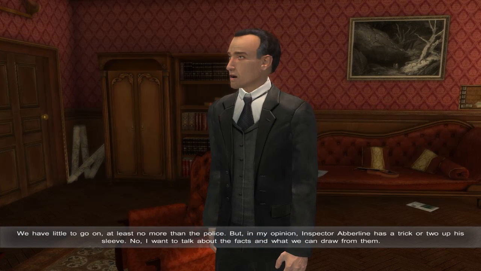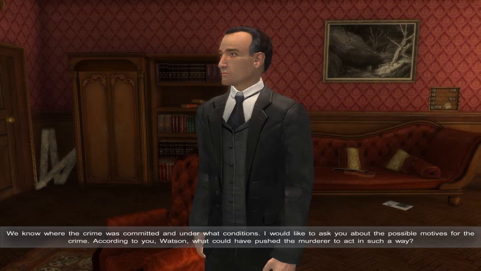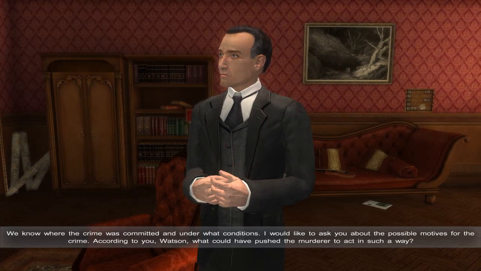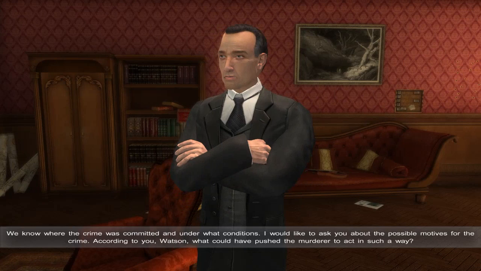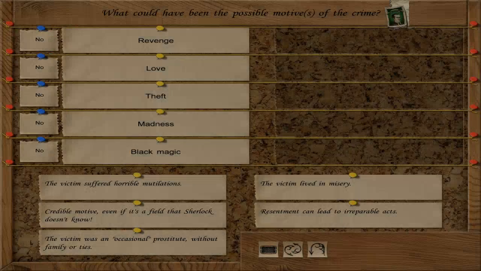No, I want to talk about the facts and what we can draw from them. We know where the crime was committed and under what conditions. I would like to ask you about the possible motives for the crime. According to you, Watson, what could have pushed the murderer to act in such a way? Well, nobody knows actually, but let's see.